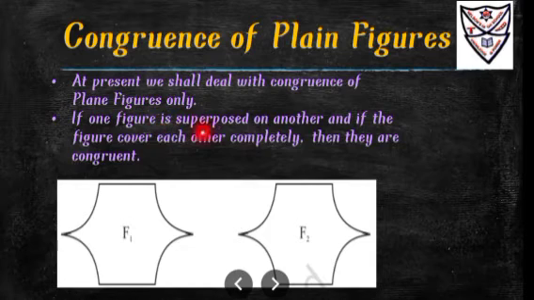Okay. If one figure is superposed, here superpose means to place one figure over another so that all parts coincide. So if one figure is superposed on another and the figures cover each other completely, then they are congruent. See, these are two figures and I am superposing this figure F2 on F1. Now what we will see is that they are the same, and they look like one. So like that they are congruent.